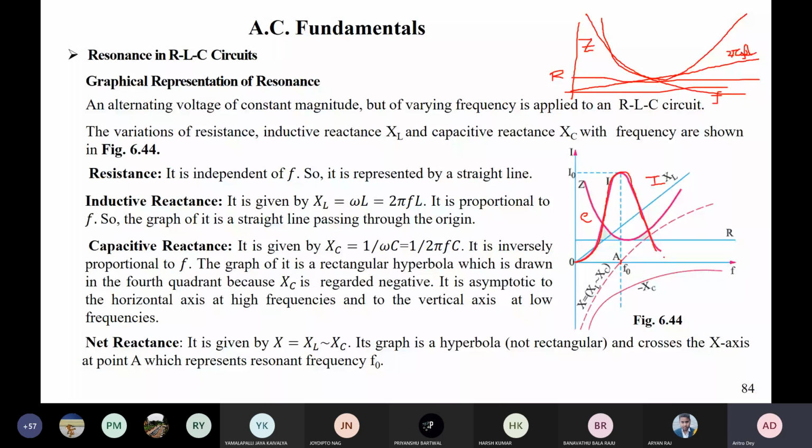This is a rectangular hyperbola. Why? Because XC is equal to 1 by 2 pi fC. So 2 pi is constant, which means if f is your independent axis and XC is your dependent axis, then it is of the form XC times f equal to c, like xy equals c square. So it's a rectangular hyperbola. But this one is not, because the XL part has come.